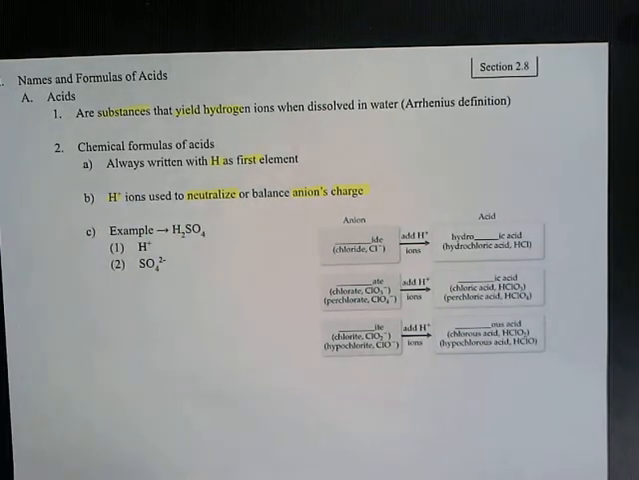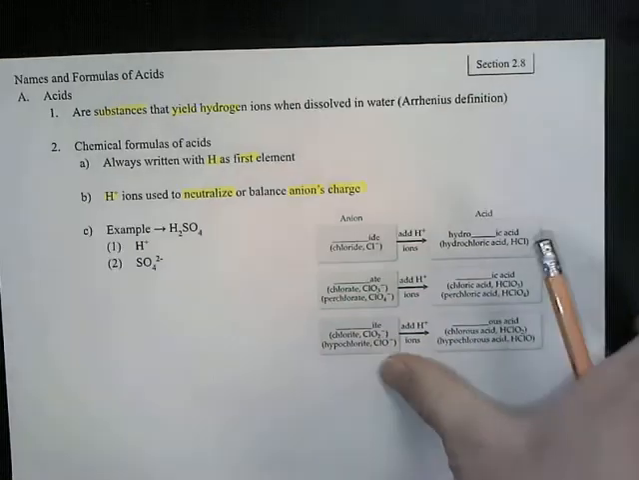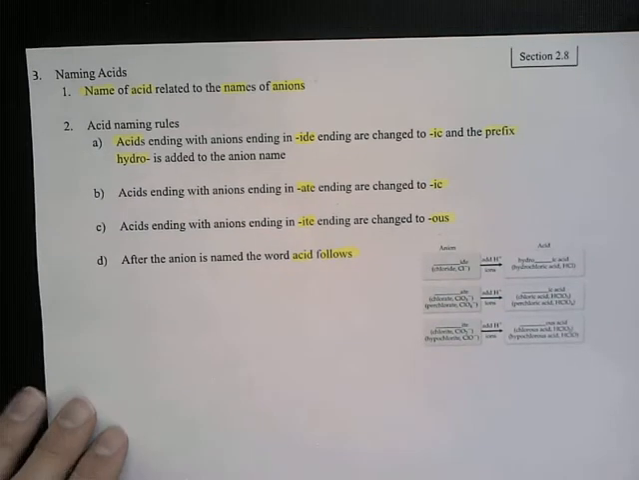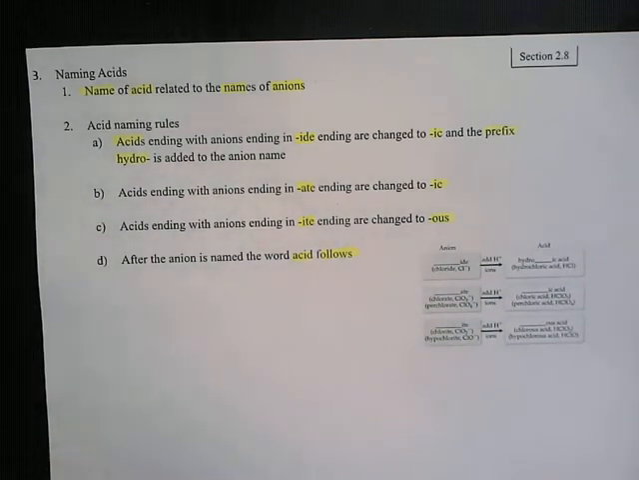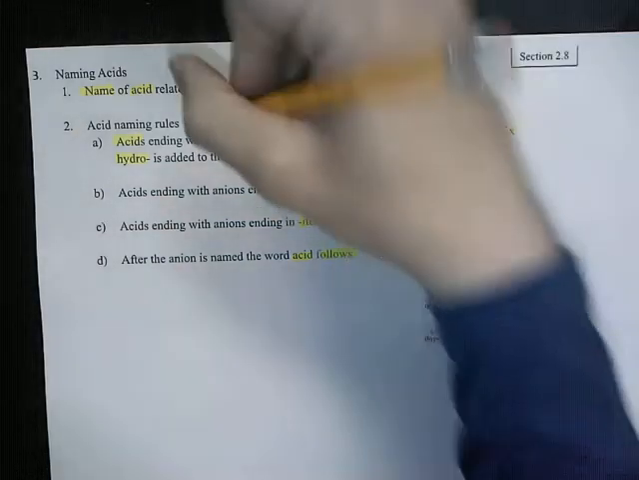Again, let's go over naming some acids. This is review, but you name the acids by doing this. Number 1, you turn to the anion first. And if the anion is typically IDE, you change it to ic and add the prefix hydro in front of it. This is only for a single element anion.